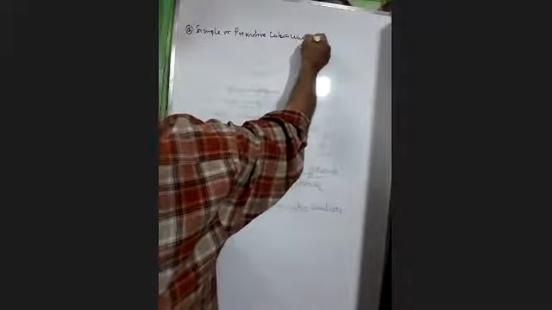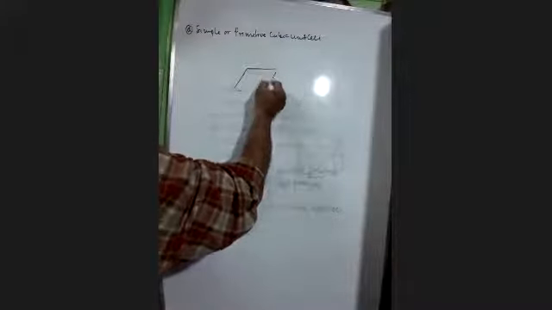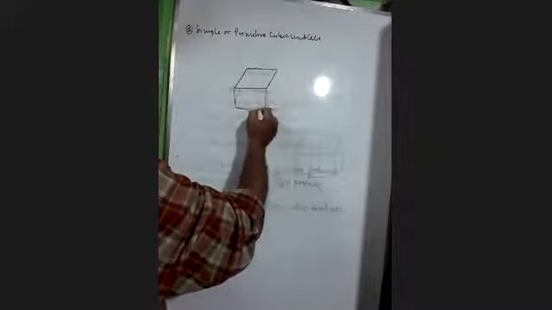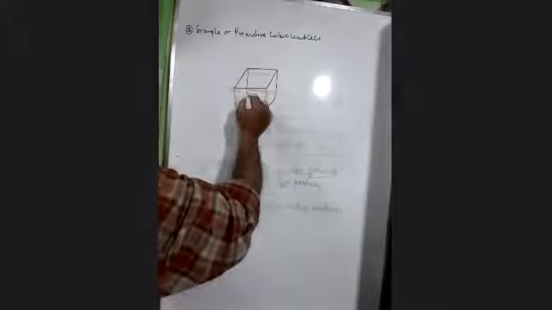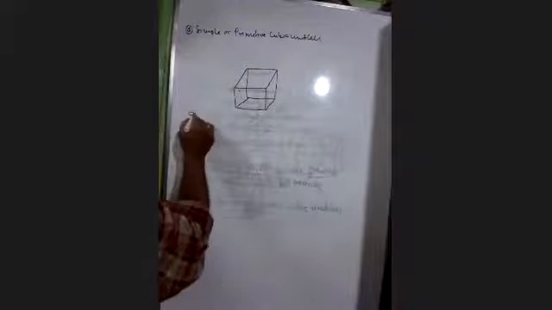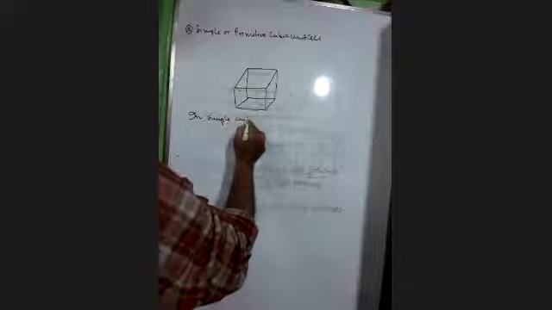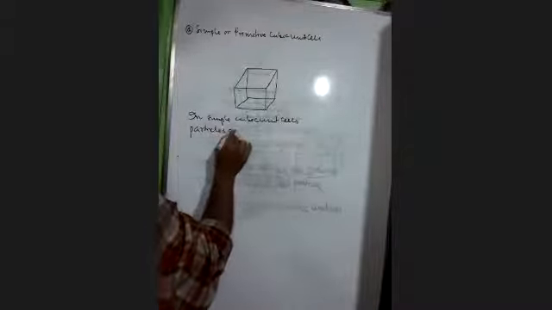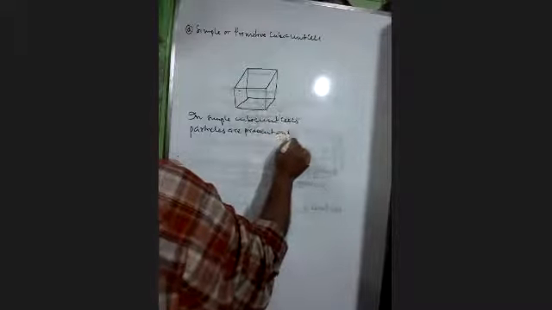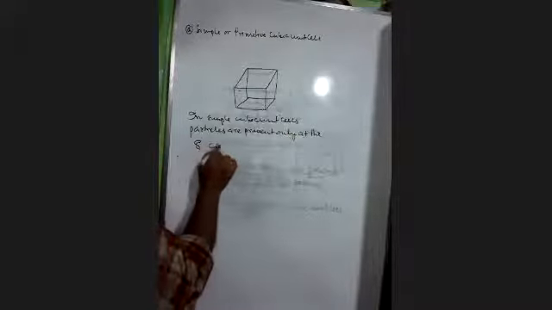Okay, now see here. In a simple or primitive cubic unit cell, how does it look? See, in this simple cubic unit cell, particles are only present at the corners. In simple cubic unit cells, particles are present only at the 8 corners.